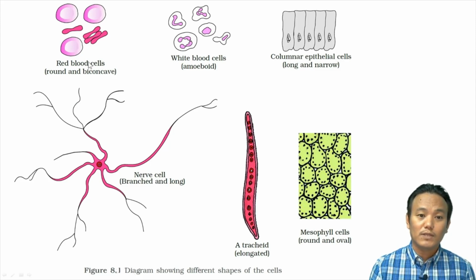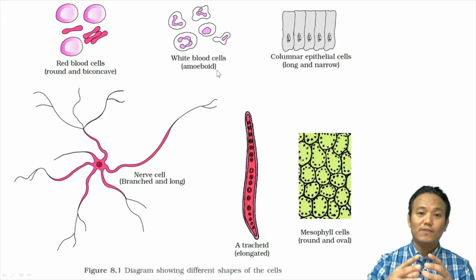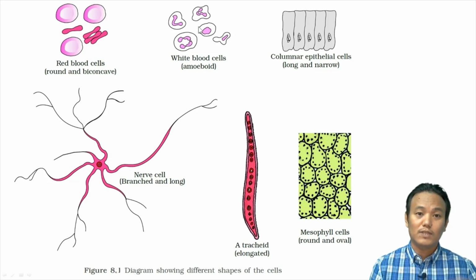In your textbook, on this page, figure number 8.1, we have red blood cells, whose shape is round and biconcave. White blood cells are amoeboid; they don't have a definite shape, they keep on changing shape. Then we have epithelial cells, columnar epithelial cells, and then nerve cells, neurons. You must have drawn neurons in your class 10. Neurons have this elongated shape.